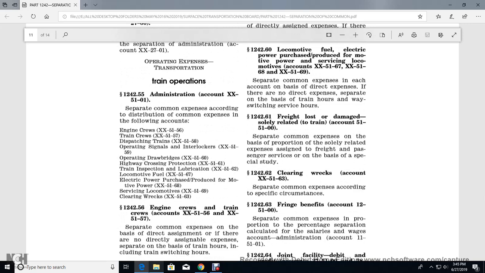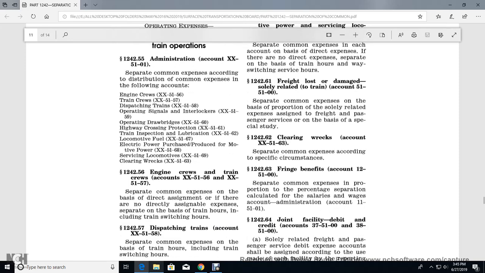All right, 1242.55, administration accounts XX 5101: separate common expense according to the distribution of common expense of the following: engine crews 5156, train crews 5157, the dispatching trains 5158, operating signal interlocker 5159, operating drawbridge 5160, highway crossing protection 5161, transmission lubrication, lubricating locomotive fuel 5162, electrical power purchase for the motive power 5167, surfacing locomotive 5168, clearing wrecks 5169, 5163.